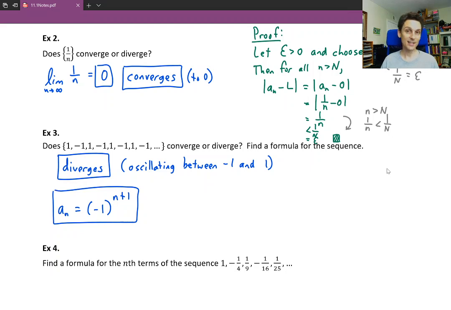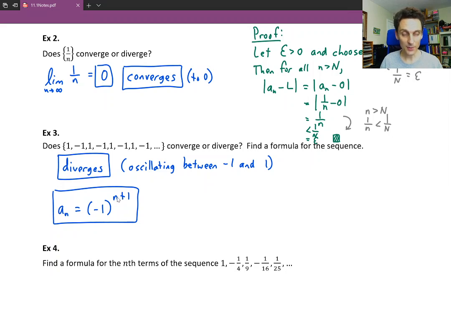Or it would be at least a possibility. This would be a correct possibility. It's not the only correct answer, but notice that it is an answer because if you let n equals 1, then you get negative 1 to an even power. 1 plus 1 would be 2. That would be an even power. And so you'd end up with positive 1.